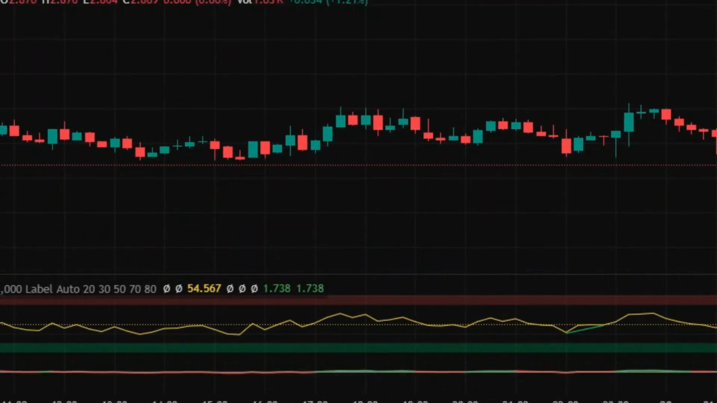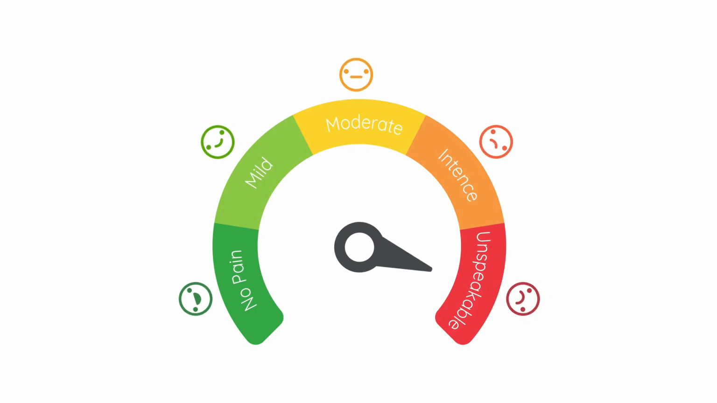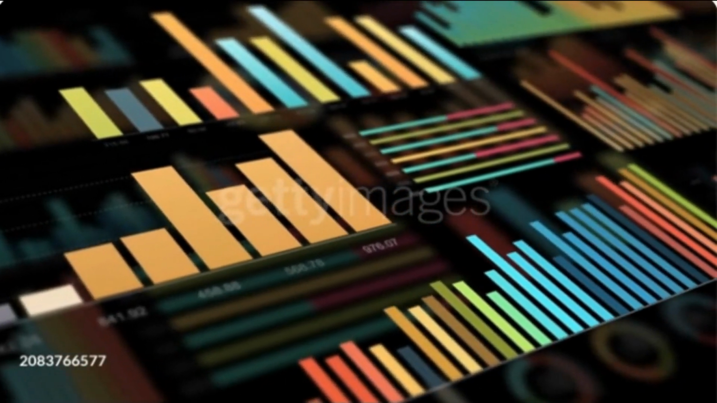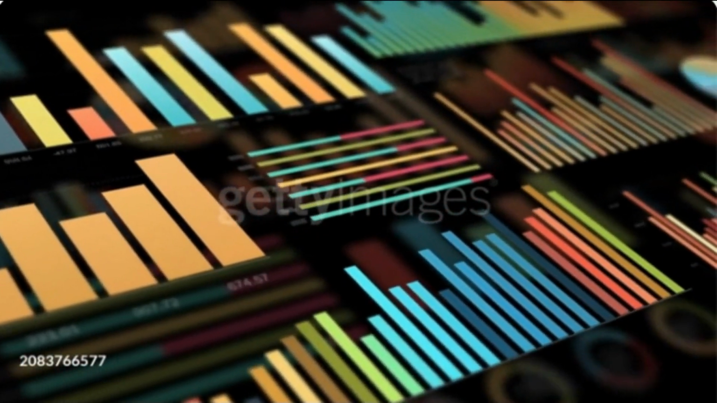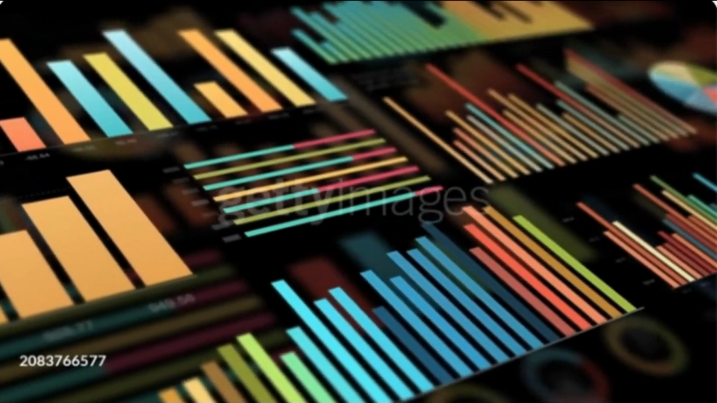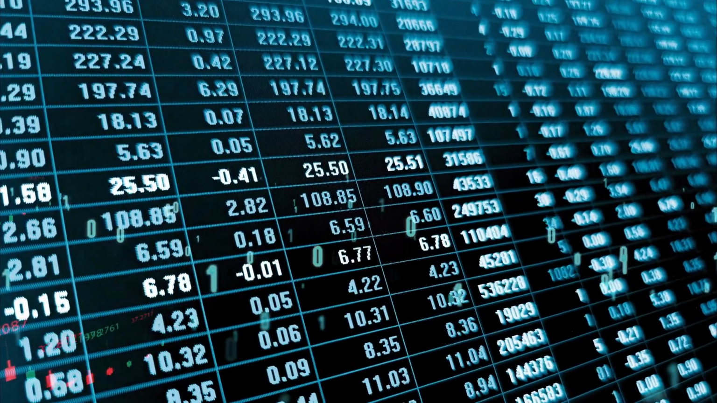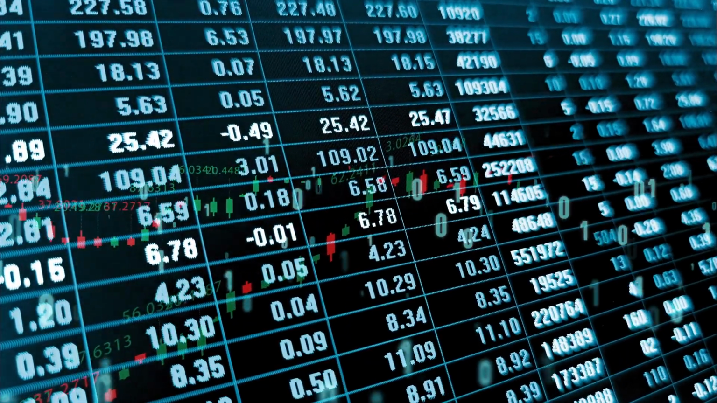Risk management with indicators. Another key role indicators play is in risk management. Many traders use the ATR to decide how far away to place their stop losses. For instance, if the ATR shows that the pair moves 100 pips on average, placing a 20 pip stop loss is almost guaranteed to get hit. A smarter approach is to set your stop loss at least 1 ATR away, so you're outside of normal market noise.